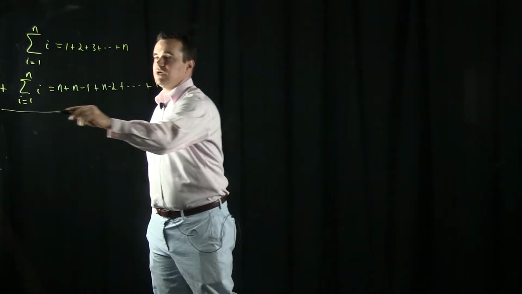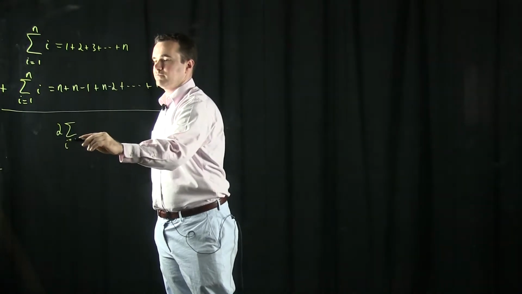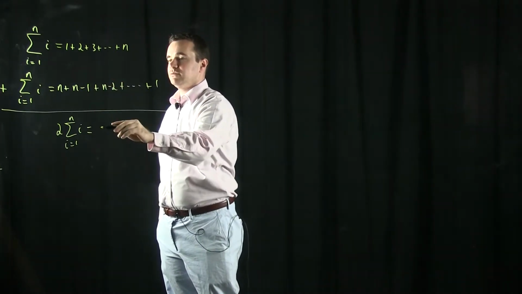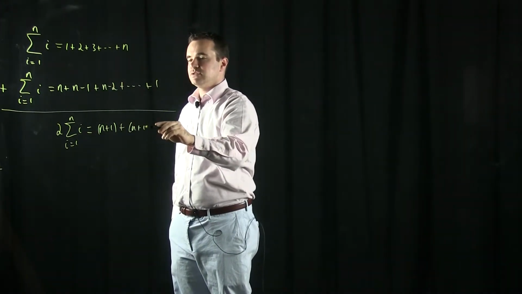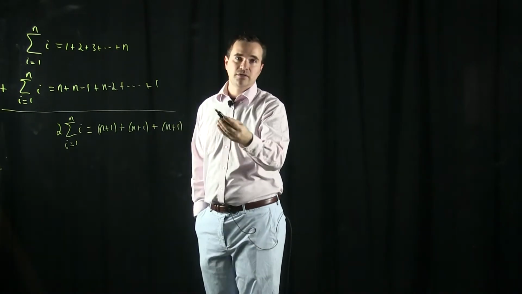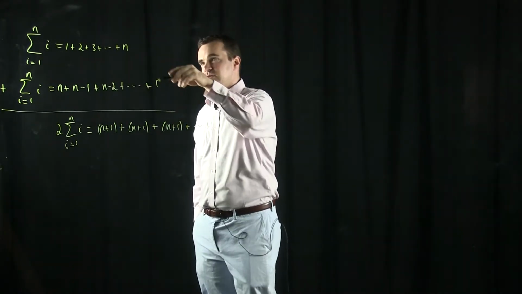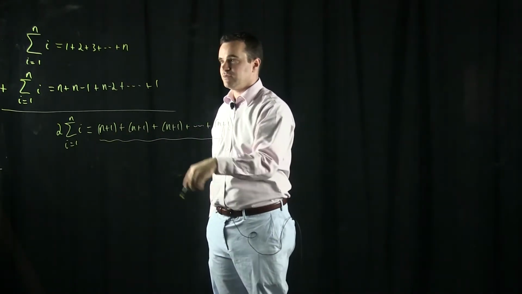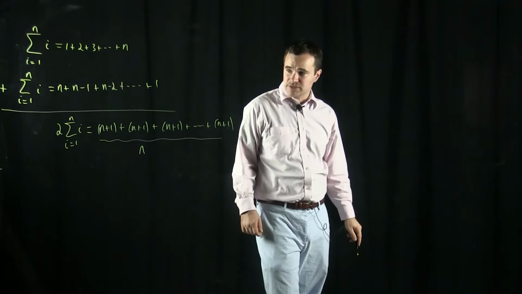And when you add those things together, first of all, you're going to get twice the sum. And second of all, you're going to get 1 plus n, so n plus 1. You're going to get 2 plus n minus 1, it's n plus 1. You're going to get 3 plus n minus 2, n plus 1. They all add up to n plus 1. And you keep on going, and finally, n plus 1. And so you look at how many times you've added n plus 1 together. There's n terms in this sum, of course, so you added them together n times.